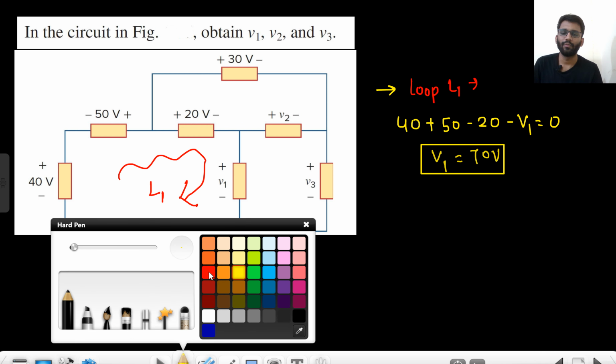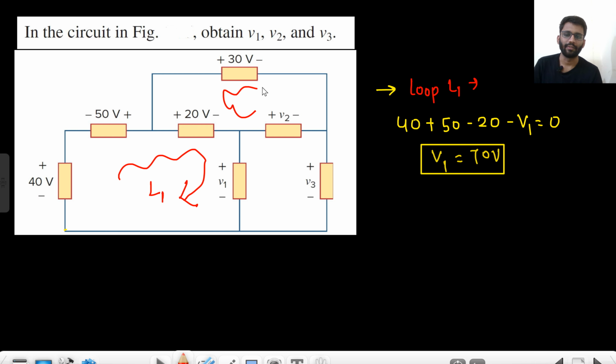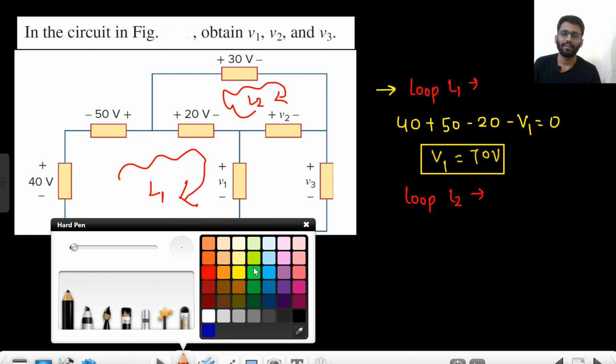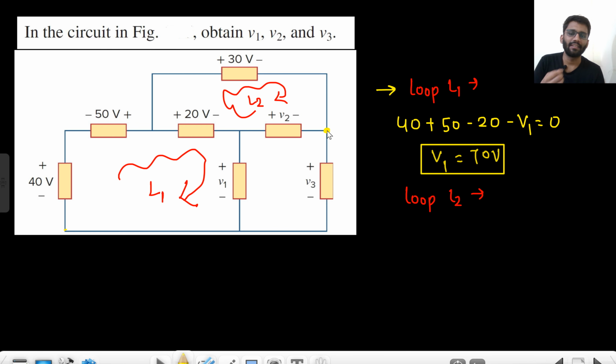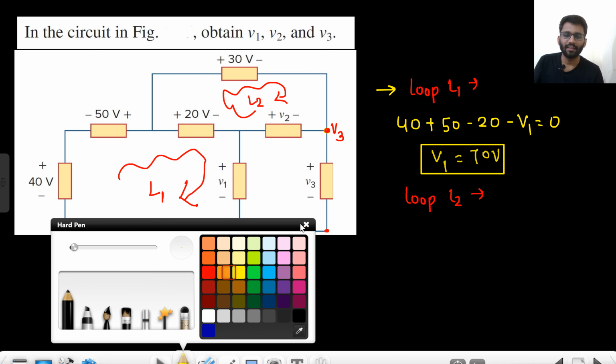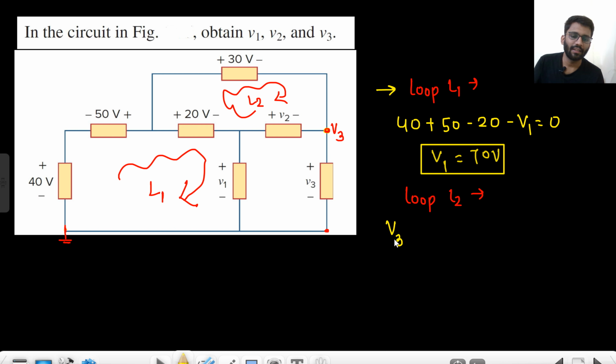Now I need to calculate V2. Which loop will I choose? What do you think? This loop I will choose. I will call it L2. How will I apply it? Start from any point. Now you will say that this doesn't have a potential 0. If I have made this potential 0, then this can't be 0, right? If this is 0, this complete line is 0. So then this potential will be V3. If we apply the potential from V3, then V3 plus V2 minus 20 and then minus 30. We reach the same point. What is the potential of this point or this point? That is equal to V3. So V3 and V3 get cancelled.